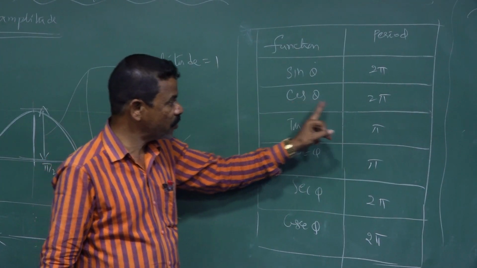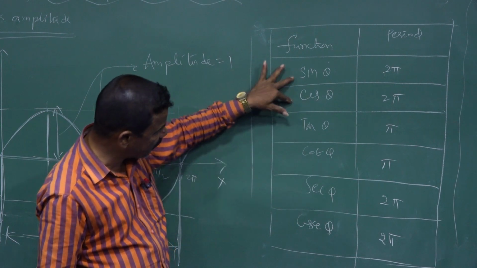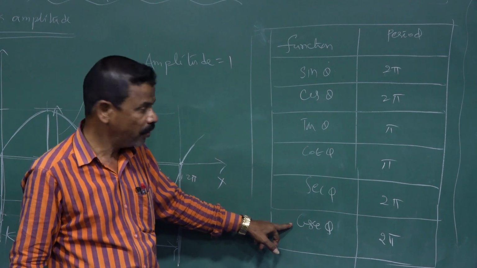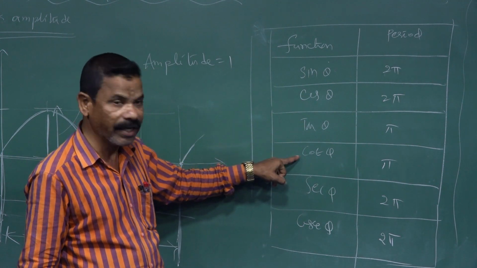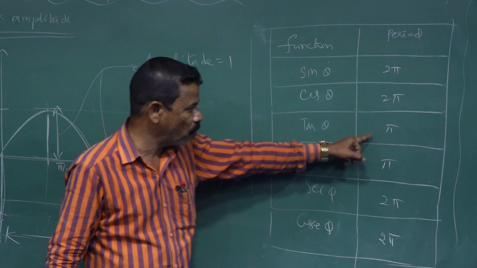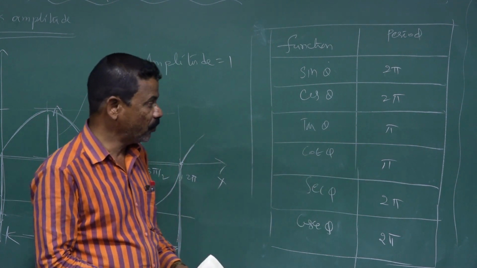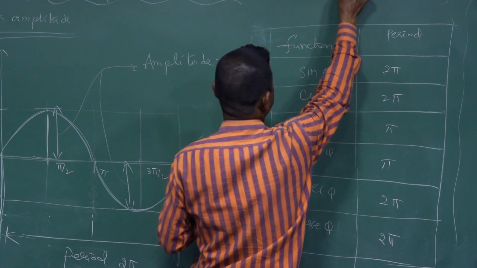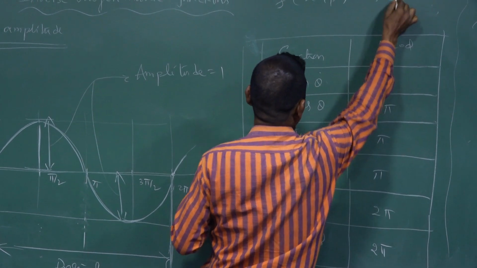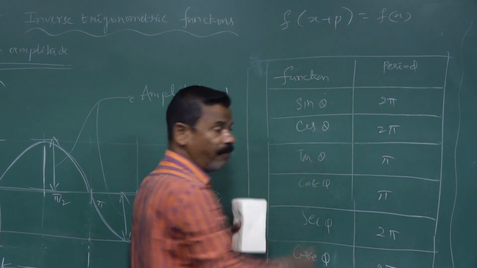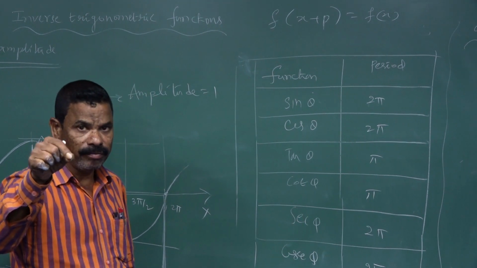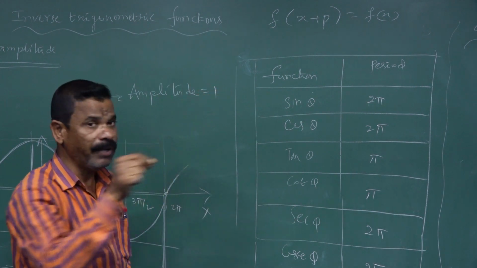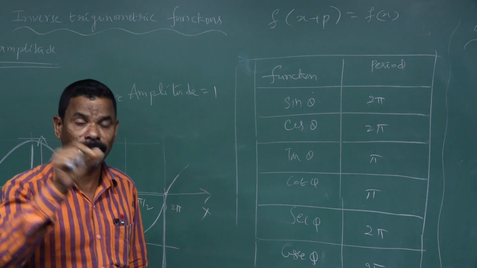Next, cos theta is also 2π. After that, sec and cosec also have the same period 2π, only different from tan theta and cot theta. These two functions have period π only. Actually, how does the period come? f of x plus p is equal to f of x, then the minimum positive value of p is called the period.